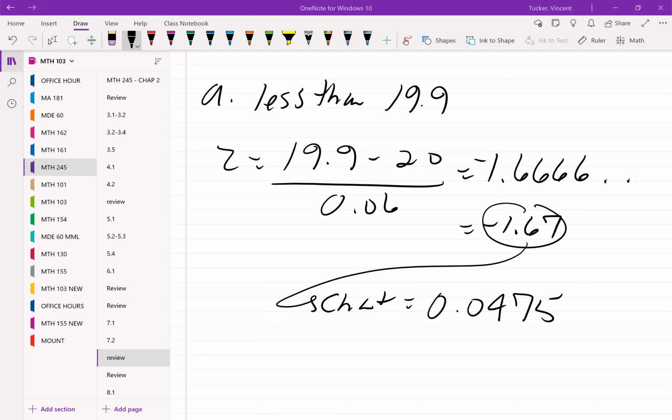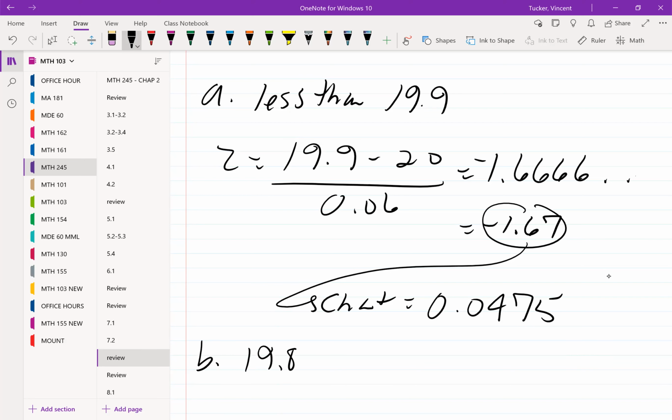Yep, so 0.0475. You answered 0.1446. But yeah, 0.0475. Another answer they would have accepted was 0.0478. But yeah, that's how you do that. So let's look at the next one.